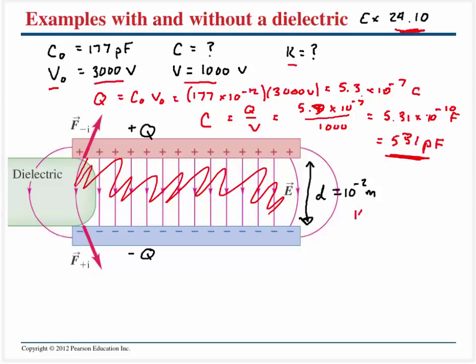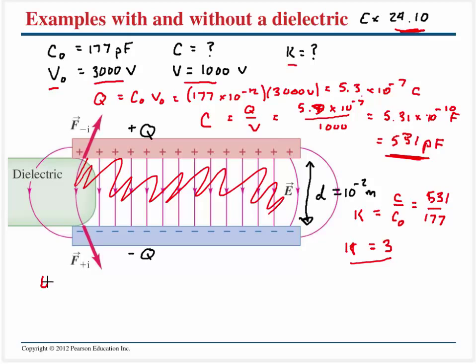Now it's a simple matter of saying that the dielectric constant is going to be equal to the new capacitance divided by the original capacitance. So 531 divided by 177, and I've just left off the times 10 to the negative 12 because it'll cancel out, and we can see what the dielectric constant is. We know that the capacitance is going to be increased.